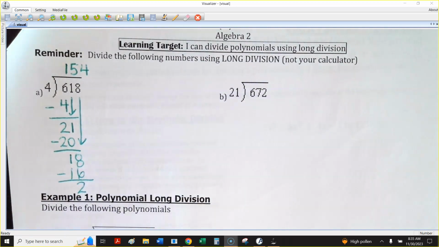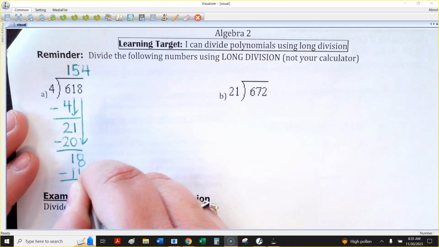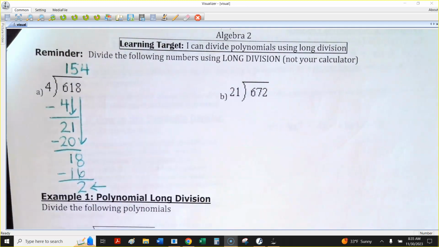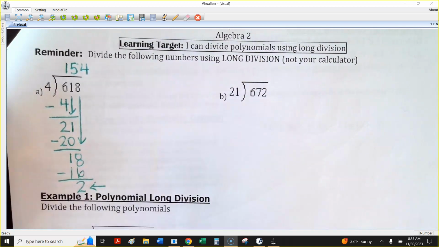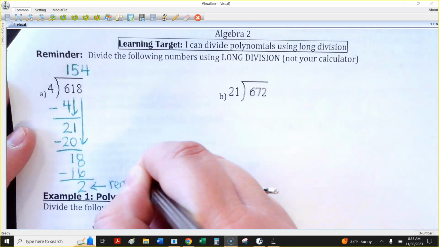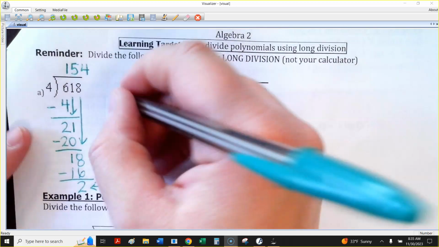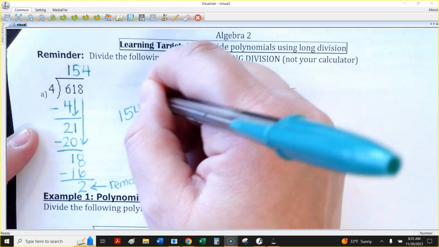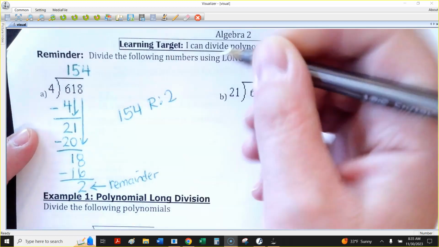Okay, now here's how we're going to do this today. I'm not going to have you do decimals or anything like that. So if you get down and 2 is a smaller number than 4, 4 does not go into 2 in terms of whole numbers; it would be a fraction. If you have something left over that 4 won't go into, do you guys remember what that's called? Remainder. Okay, so this is your remainder. That's how we're going to do it today with the polynomials too. So my answer here would be 154 with a remainder of 2, and I usually just write R2.